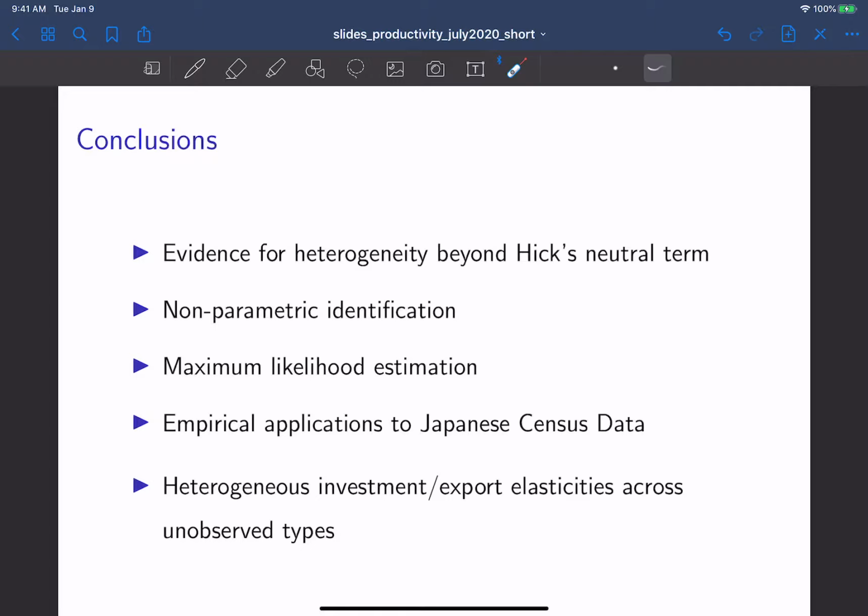So in conclusion, we show stylized evidence for heterogeneity beyond the Hicks-neutral term, provide a non-parametric identification of the production function estimation and the heterogeneity, propose the maximum likelihood, and show the empirical application. We also show evidence that the investment elasticity, and export elasticity too, are different across unobserved types. And thank you.